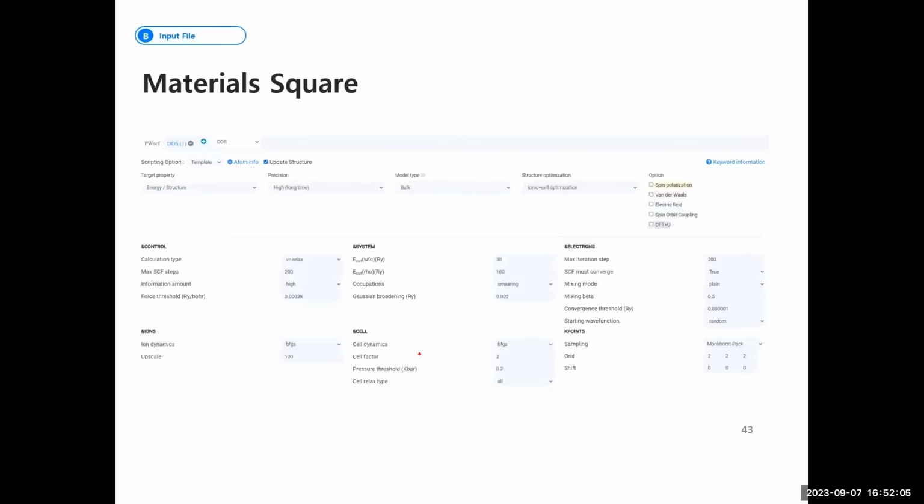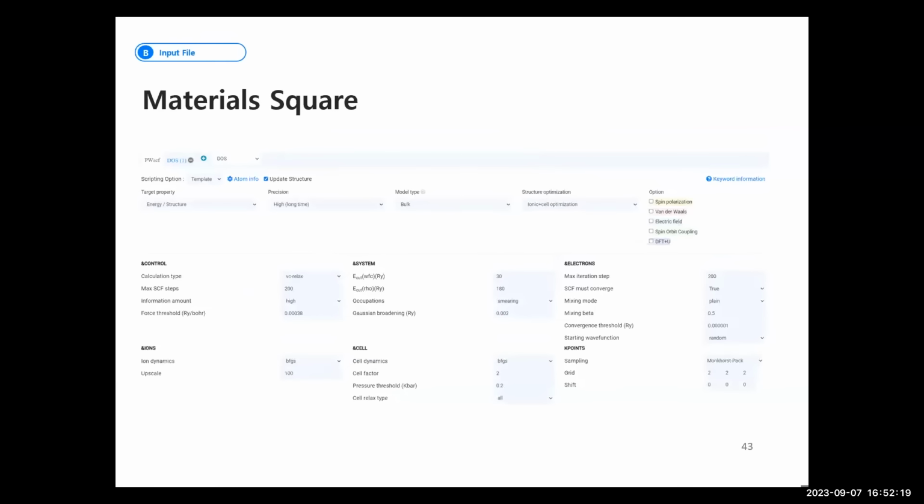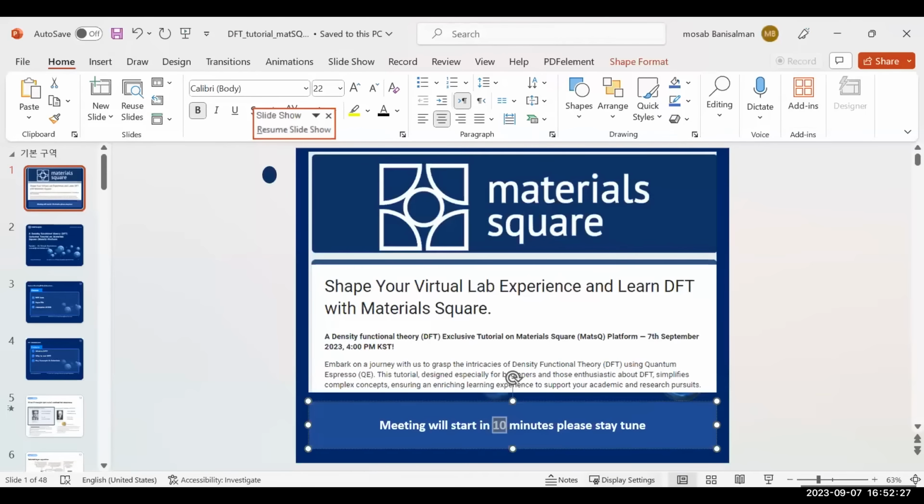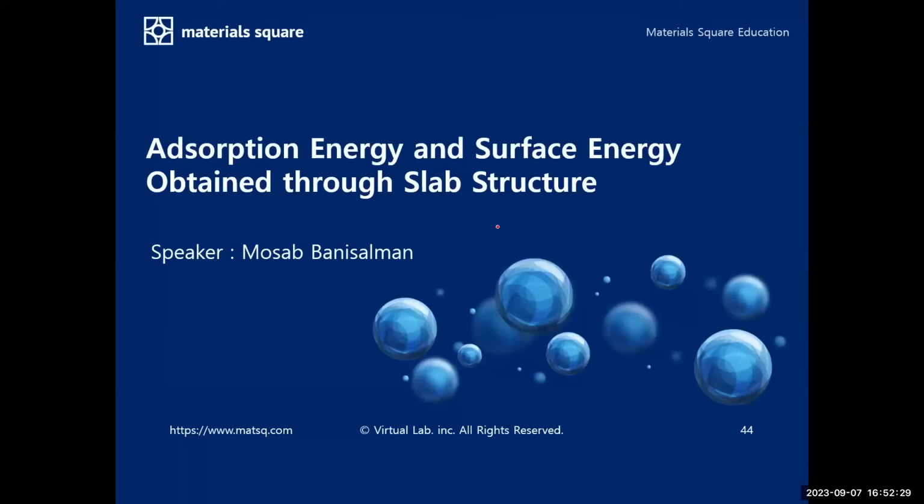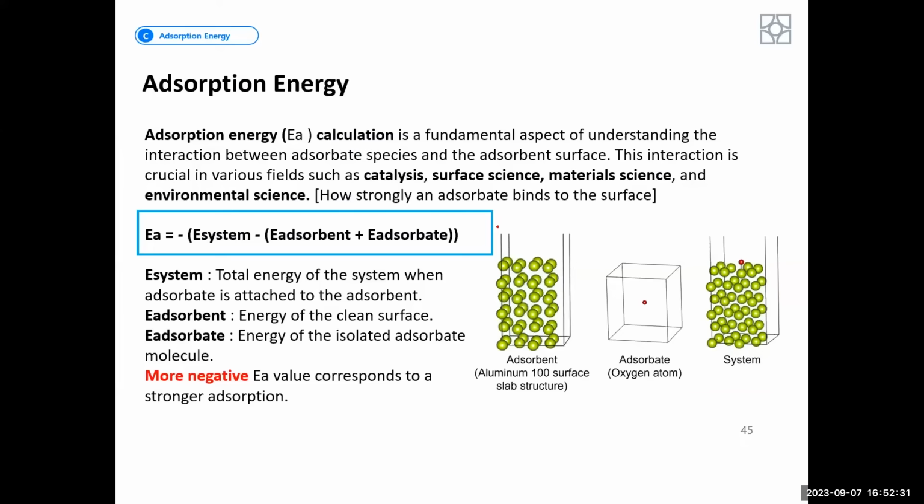This is Materials Square, and this is how it looks when you are trying to perform a DFT calculation. I will connect to the platform itself to show you how we can practice, okay? So the first thing we will do today is the adsorption energy.